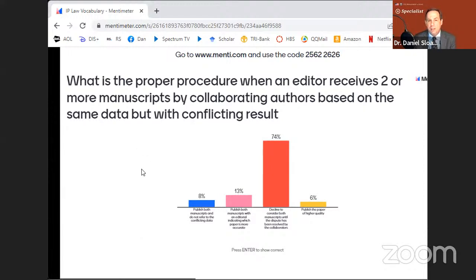Okay, so it looks like we have a clear winner here in the red, and that is the correct answer. The correct answer would be to decline to consider the manuscripts until the dispute has been resolved by the collaborators. They may decide one was correct and the other is not. They may resubmit together, maybe after going over the statistics and the data and finding out where the errors are and making the corrections.